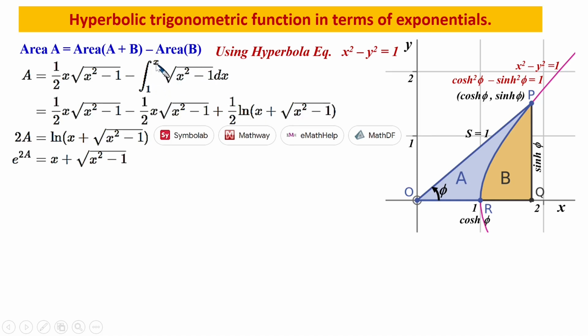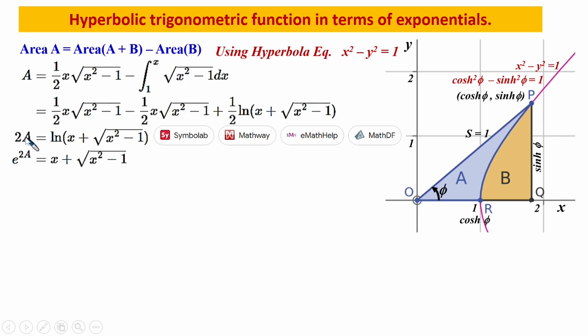And since for lower limit 1, this becomes 0, and then this becomes 0, as log of 1 is 0. So for lower limit 1, it is 0. So this is for the upper limit x. So upper limit minus lower limit, this is the term. Now this 2 will get cancelled, and you will have twice a is log of x plus square root of x square minus 1.